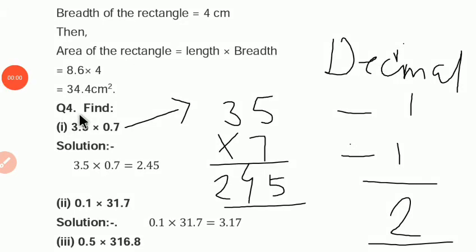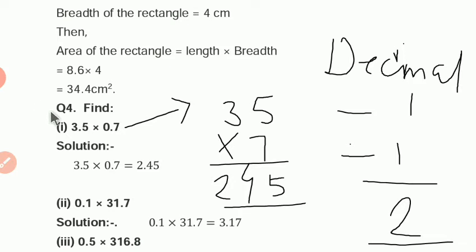Now question number 4. We have to find the product of the given decimal numbers. First one, 3.5 into 0.7. As we have done in our previous question, first we will multiply as whole numbers. Whole number means without decimal. So 3.5 can be written as 35 and 0.7 can be written as 7. So multiply this, 35 sevens are 245.